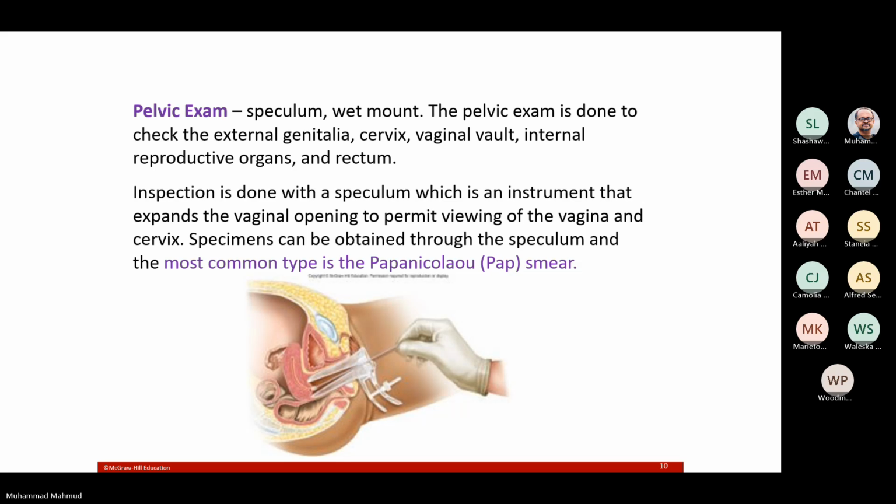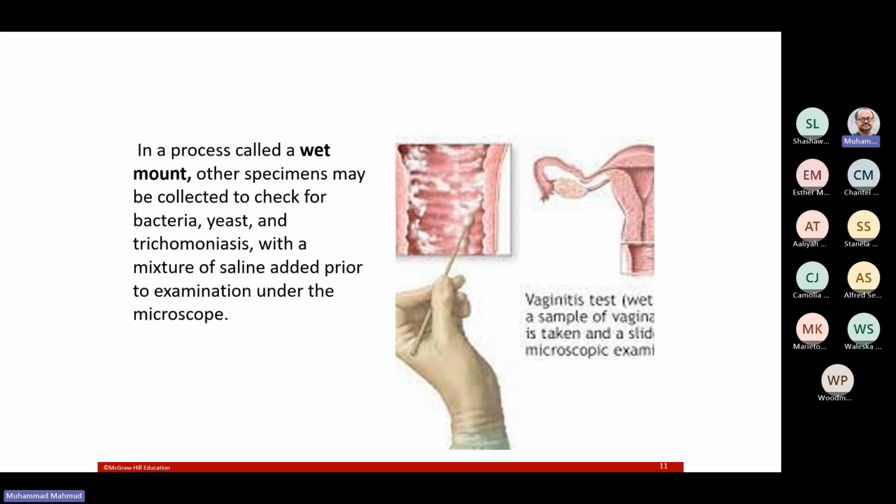In this slide, you see the pelvic exam is being done using a speculum. One of the important tests here is the pap test, or pap smear. After inspection done by the speculum, your provider will collect some specimen from around the cervix, which will be placed on a slide to see if there are any cancerous or precancerous conditions prevailing around the cervix. Cervical cancer is caused by a virus, HPV. It's a sexually transmitted infection.